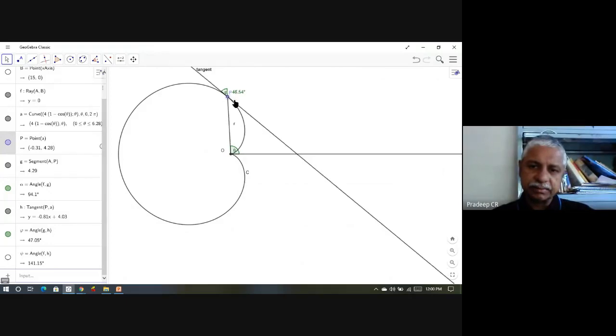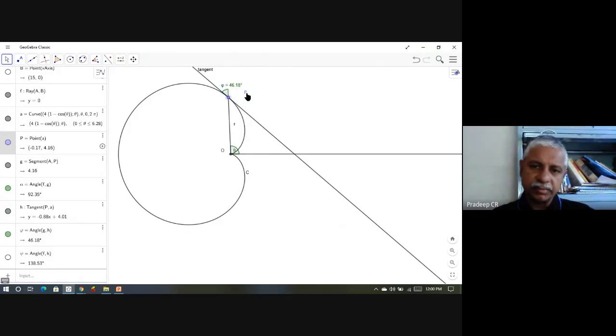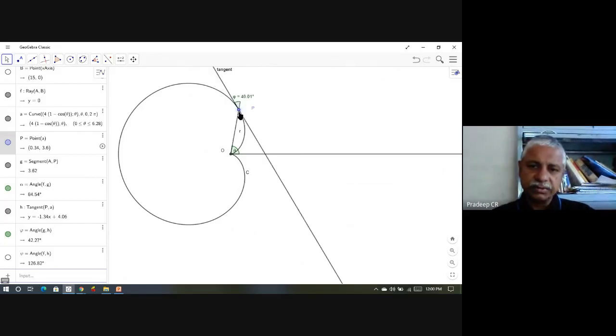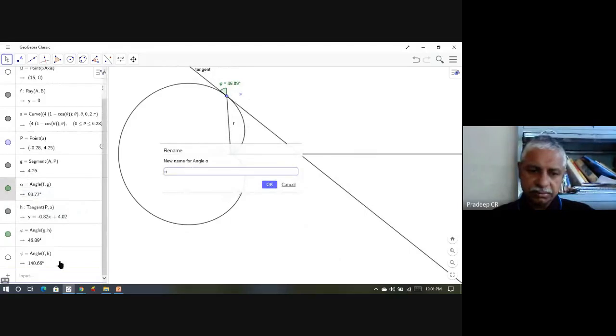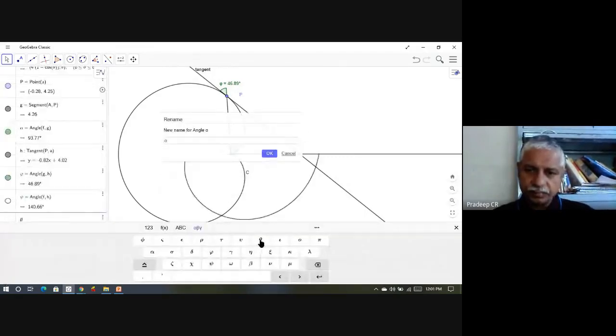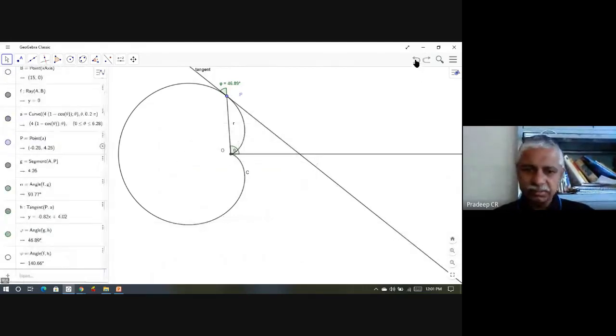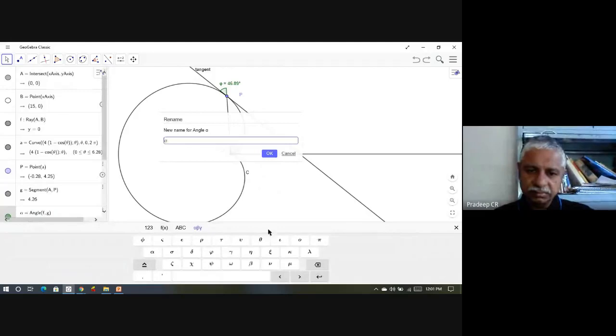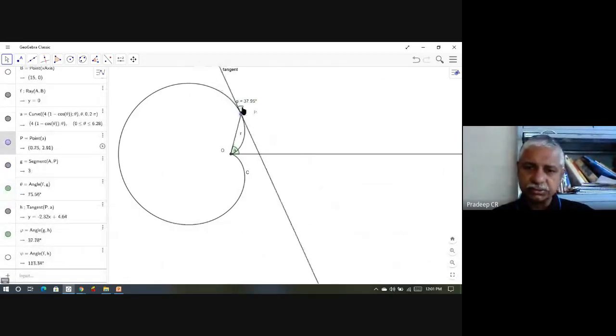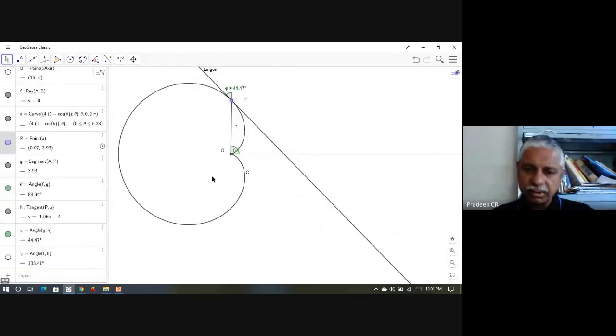So you can see as P moves, let it be there, I'll move it a bit away. As P moves, you can see phi and theta changing, and the theta value has not come here. Why has it not come? So this I'll call theta. So this is phi and theta. So this is usual, and this angle is psi.